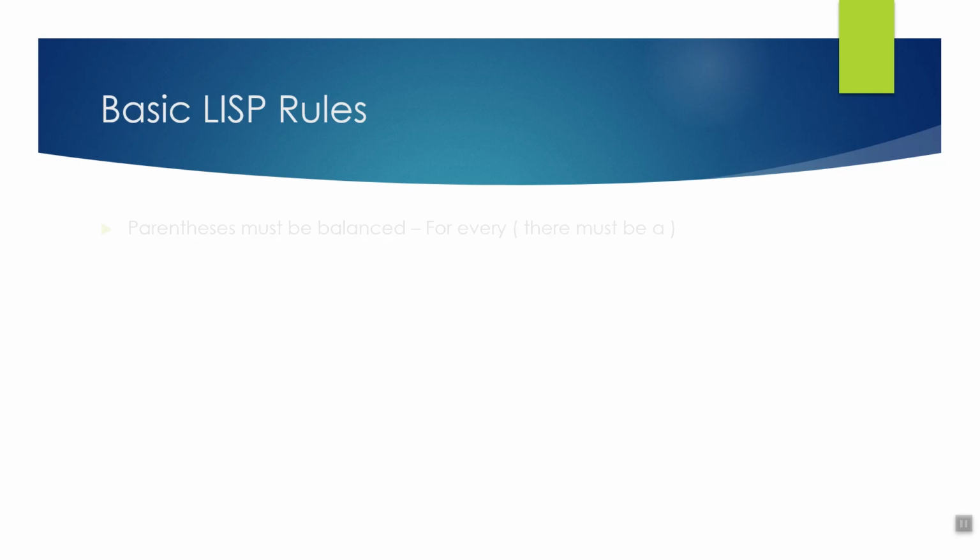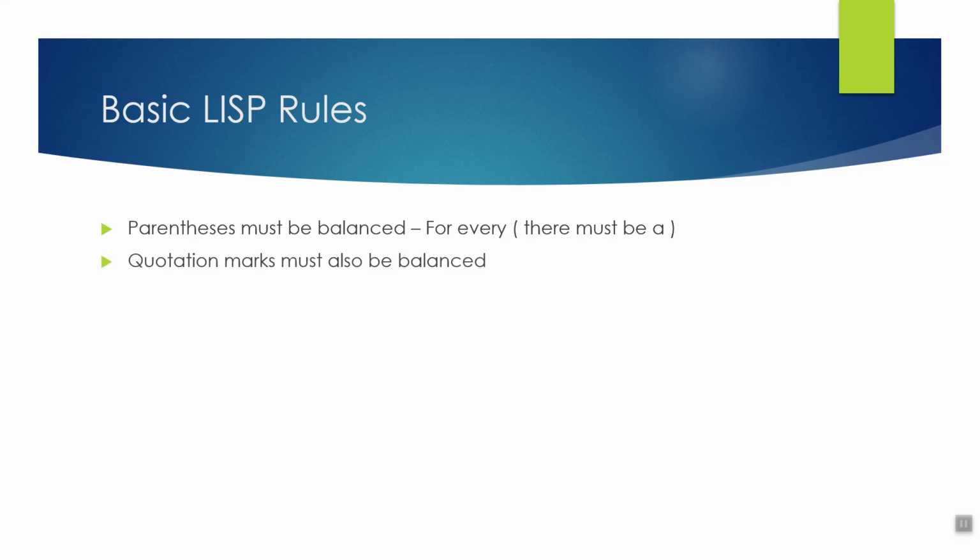So let's look at some basic Lisp rules here. Number 1, your parentheses must be balanced. For every open parenthesis, there must be a closed parenthesis. If you don't do that, your Lisp routines will not work. Quotation marks must also be balanced. So if you start talking to somebody with open quotation marks, you have to tell them you're done talking to them with closed quotation marks.